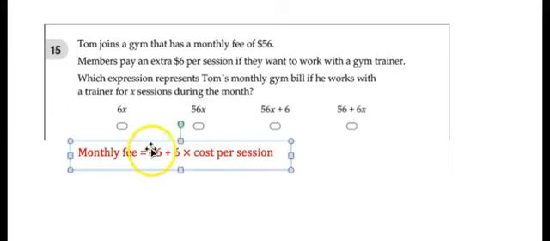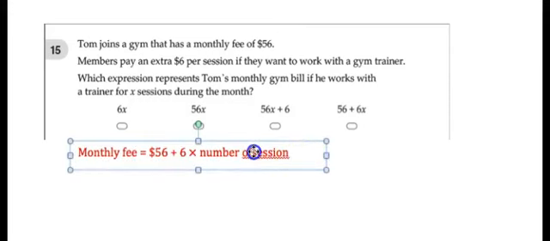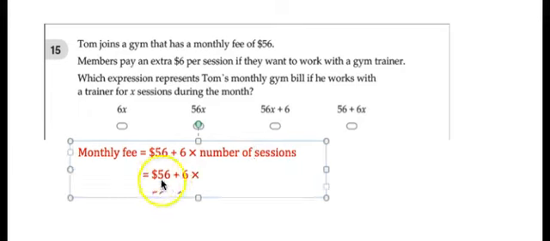So remember, the monthly fee is definitely $56 plus $6 per session. So $6 times the number of sessions, not 6 times the number of sessions. Now, for example, if there was 1 session with the personal trainer, it would be $56 plus 6 times 1. That's if there was 1 session with the gym trainer.